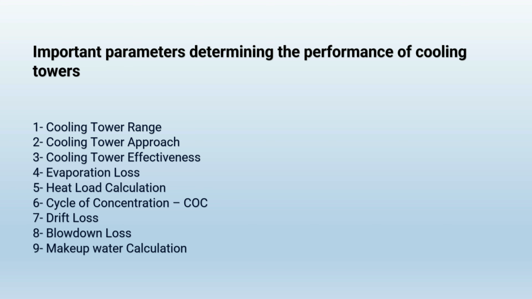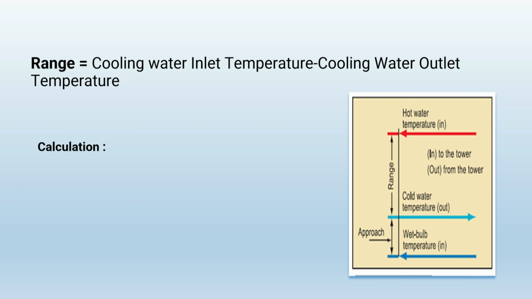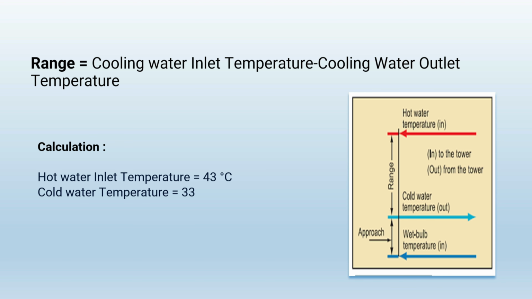Now we will discuss how to calculate the range of cooling tower. So range is the difference between cooling water inlet temperature and cooling water outlet temperature. Here is the calculation. If hot water inlet temperature is 43 degrees Celsius and cold water temperature is 33 degrees Celsius, then range will be 43 minus 33, that is 10 degrees Celsius.